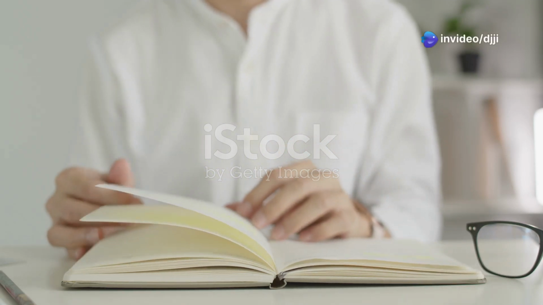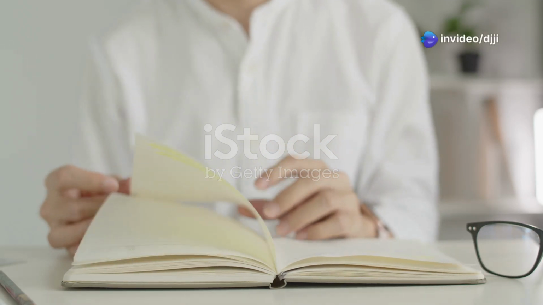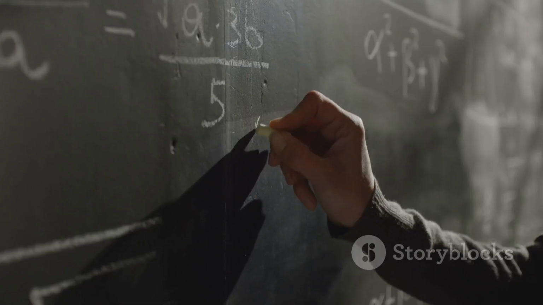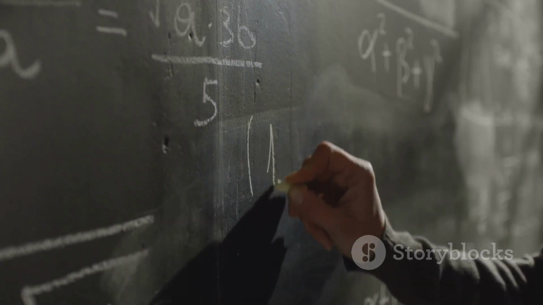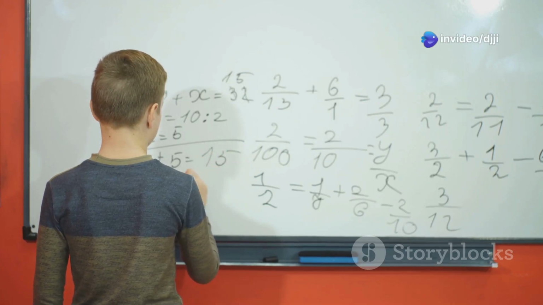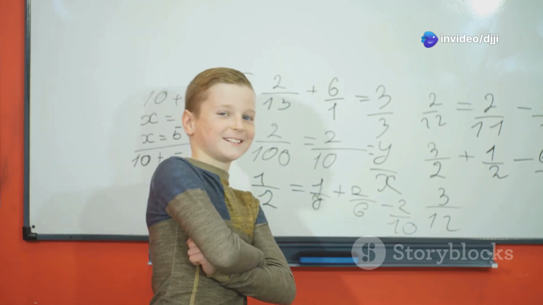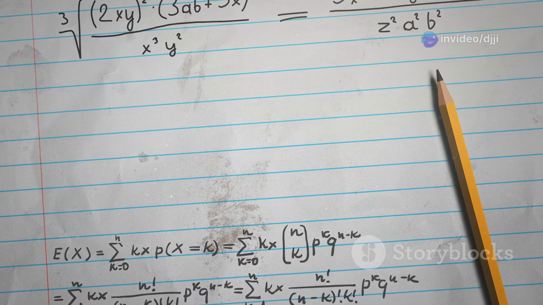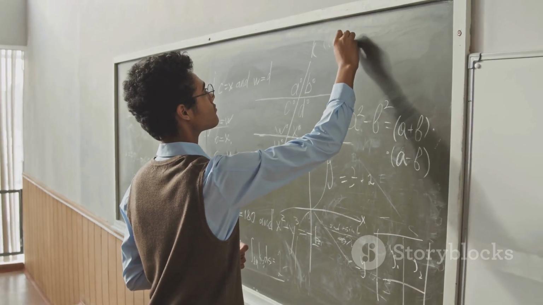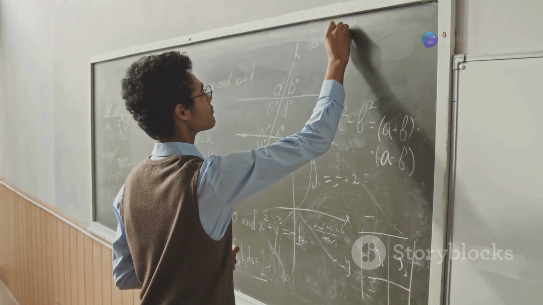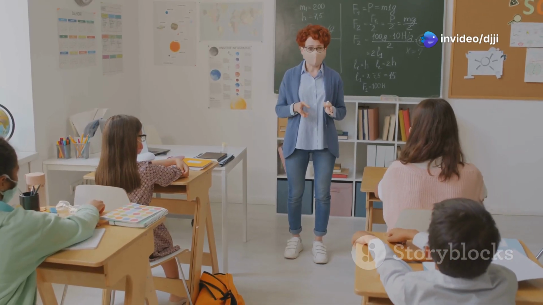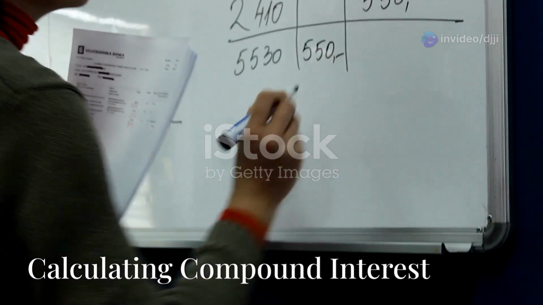Section 7. Exponents and radicals, two sides of the same coin. You might be surprised to learn that exponents and radicals are closely related. In fact, they are two different ways of expressing the same mathematical concept. For instance, the square root of a number can be represented as that number raised to the power of 1/2. In other words, the square root of a equals a to the power of 1/2. This connection opens up a whole new world of possibilities for simplifying expressions and solving equations. Understanding this relationship is essential for tackling more advanced mathematical concepts.